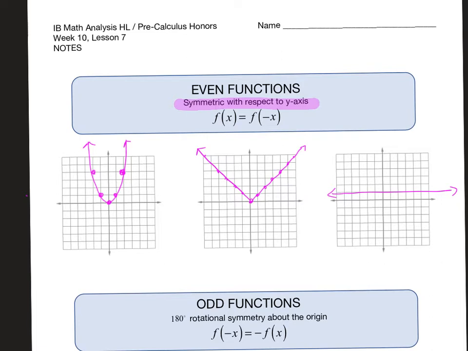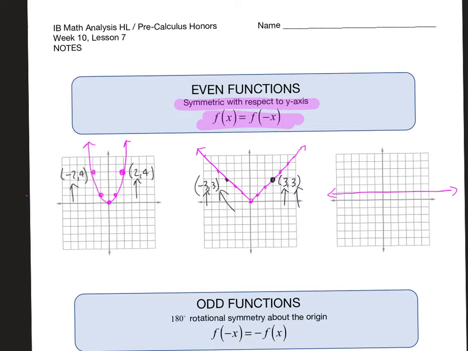Probably more important is this definition: the original function would be equal to the function if you put in negative x. Let me show you what I mean. Here, this ordered pair is (2, 4), and this one is (-2, 4). Whether I put in x or negative x, I still get 4. It happens over here too. This ordered pair is (3, 3), but this one over here is (-3, 3). Notice it doesn't matter whether I put in positive x or negative x, the y values are equal.